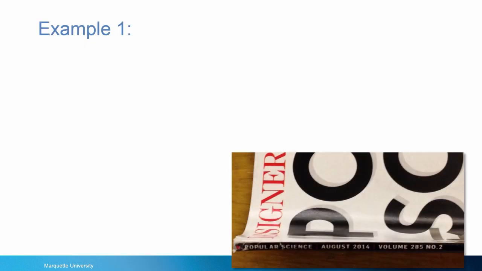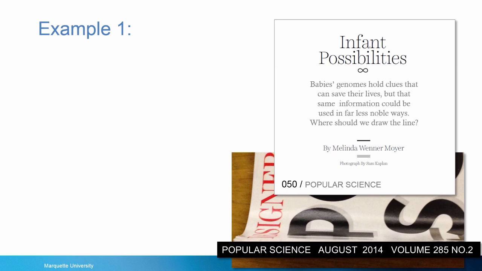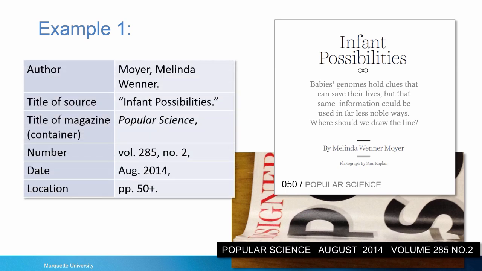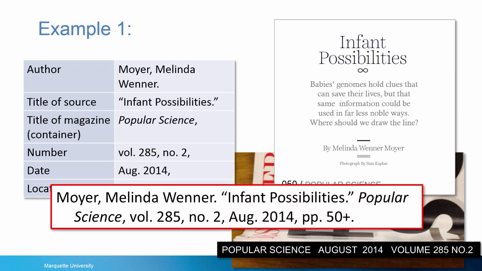Let's look at a specific example, an article in the print magazine Popular Science. Here's the table of the core elements I can find for the article and how the citation will look in the works cited list. Things to notice. The author's last name comes first. The article title is in quotation marks. The magazine title is in italics. This article is on pages that are not consecutive. Therefore, we indicate the beginning page, but not the ending page. Instead, there's a plus symbol.